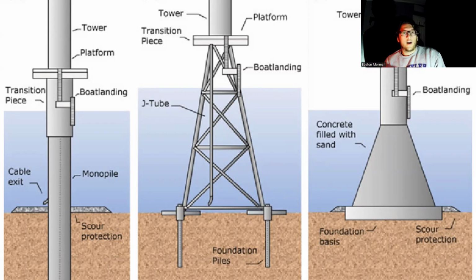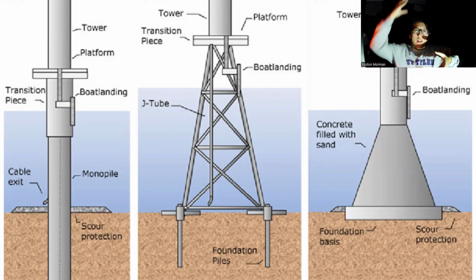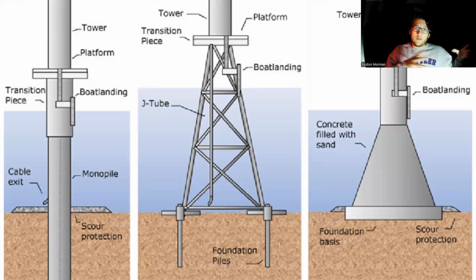And then you also have many versions of floating platforms. So floating platforms are just what it is, a floating platform that has the turbine on top, and then it has cables that connect to the ocean floor that keep it from drifting and keep it in place, but also keep it upright.